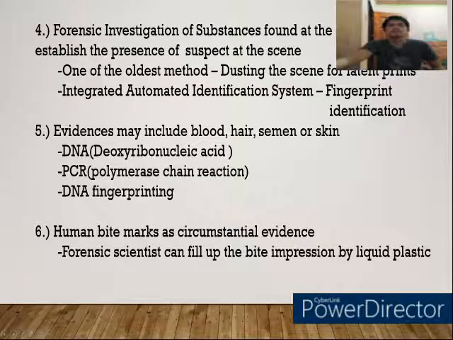The next is the forensic investigation of substances found at the crime scene, which can establish the presence of a suspect at the scene. One of the oldest methods is dusting the scene for latent prints, spreading fine powder over the surface with a brush or magnetic wand. We have different types of fingerprints. We have unique patterns of fingerprints on our fingers.